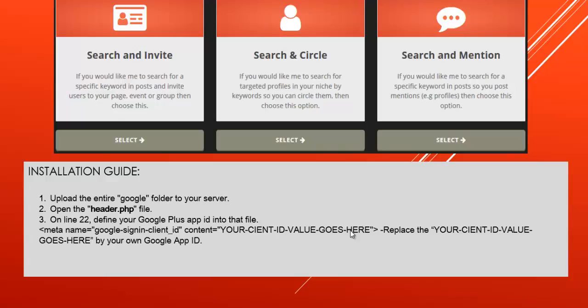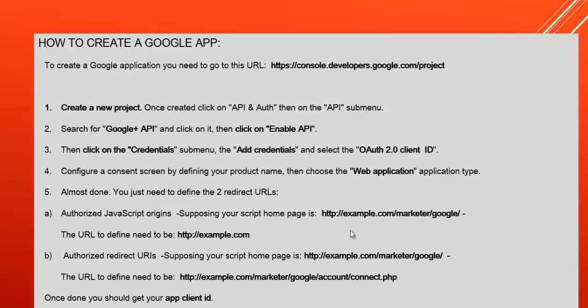How can you go about installing this great tool on your server? Here is a quick installation guide which we can take you through. First, you have to upload the entire Google Plus folder into your server. You need to open the header.php file, and on line 2 you need to define your Google Plus app ID into that file, and edit the client ID value which we'll have to set up. We will then have a successful installation of this great application.